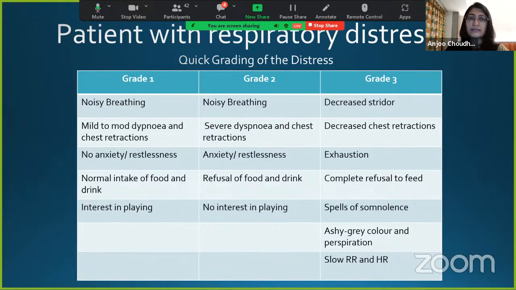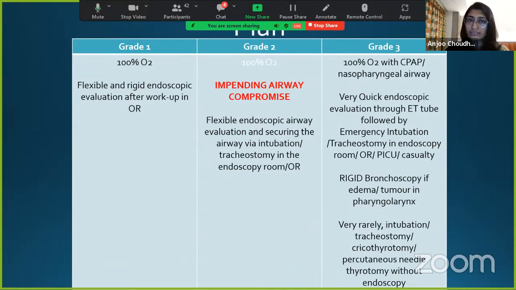So the first thing that anyone would think of is giving oxygen, because oxygen is life. In all the three situations, you start with giving oxygen, but in the first grade, you have a lot of time to refer the child where the ENT or airway person can evaluate the child, do a flexible or rigid exam in the OR. In the second variety, we don't have that much time.